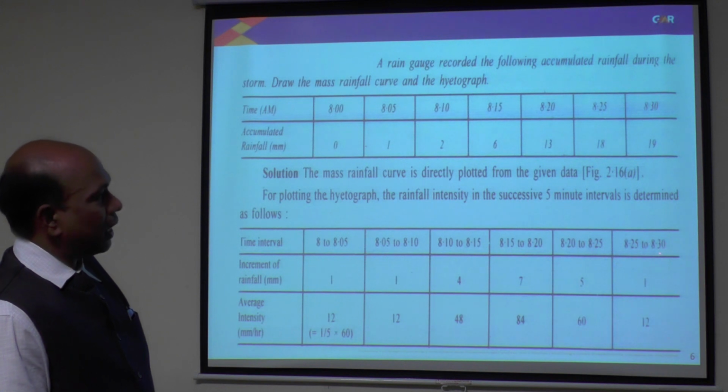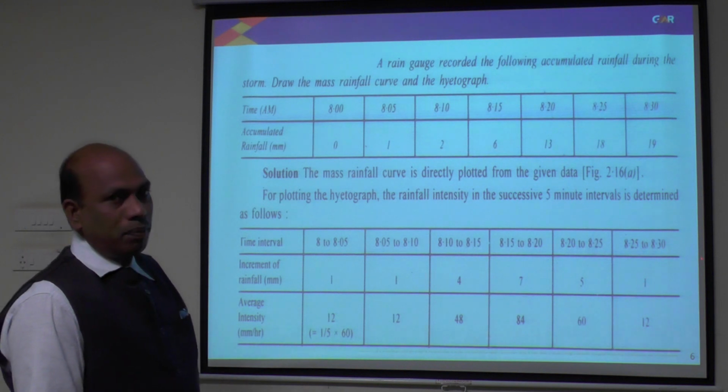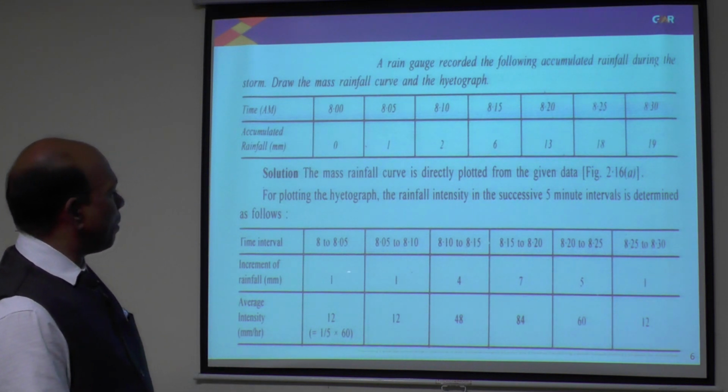8:25 to 8:30. The rainfall depth is 18 mm at 8:25 and 19 mm at 8:30. The incremental rainfall depth is only 1 mm. So this entire row indicates the incremental rainfall.